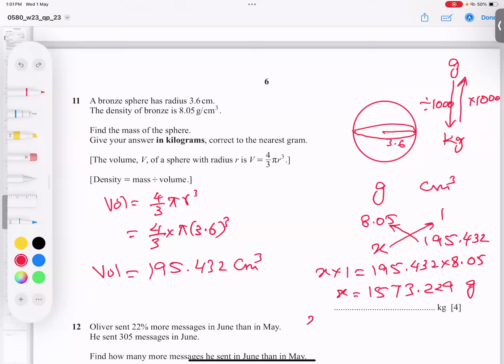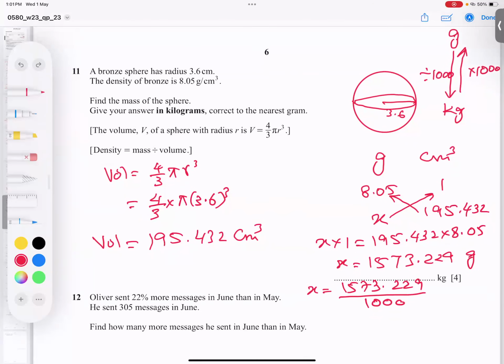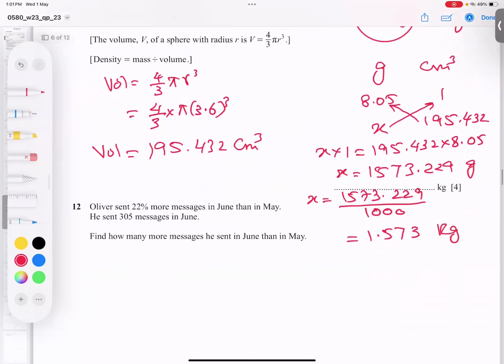And when you divide by 1,000, students, look, I'll show you. 1573.229 divided by 1,000. Due to the 3 zeros of 1,000, the decimal will jump 3 places left. So the answer will finally turn out to be 1.573229. And he talks about correct to the nearest gram. So this is the answer finally. Okay, let's go for next.